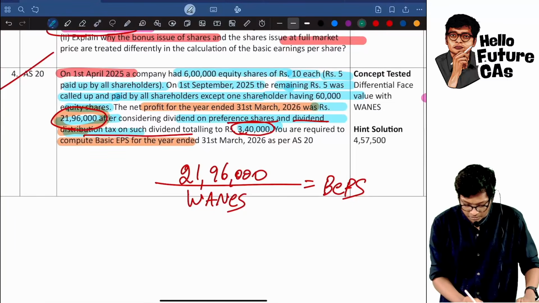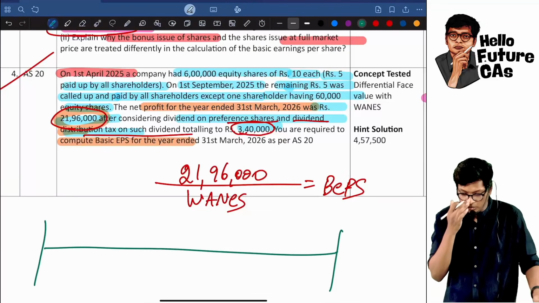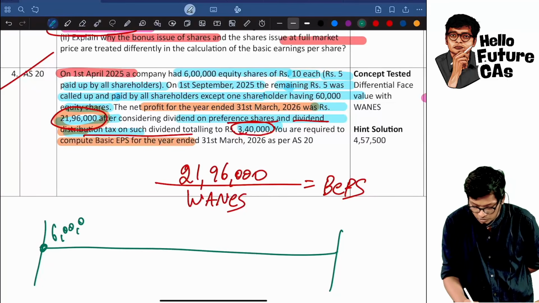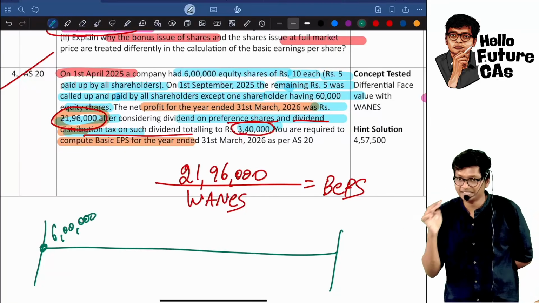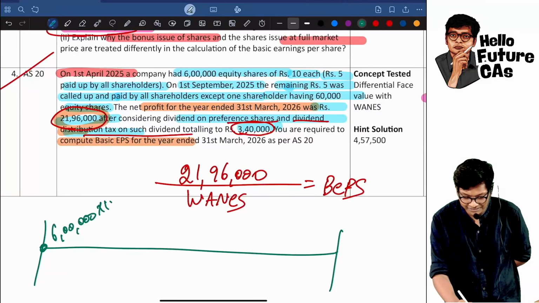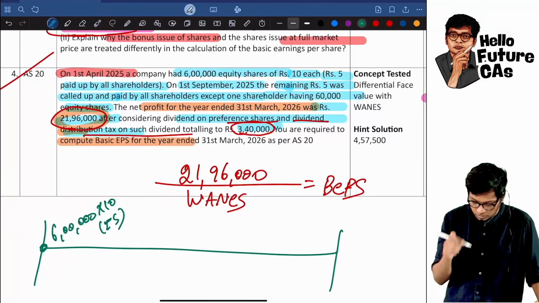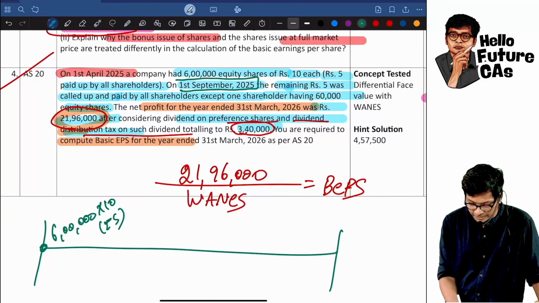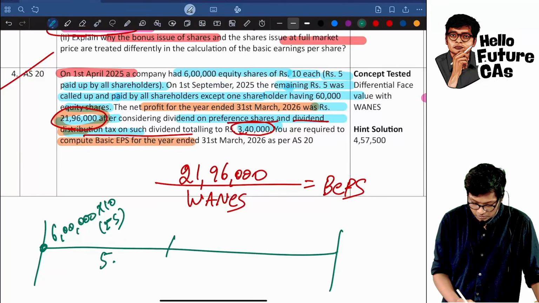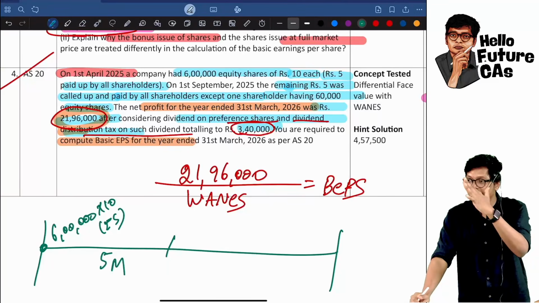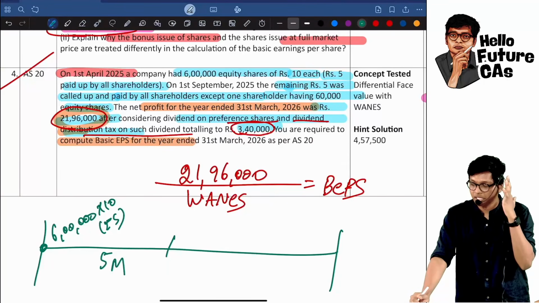Let us prepare one timeline first for the whole year. At the beginning of the year, how many shares do we have? During the year also we have 6 lakhs only, but at the beginning of the year it is 6 lakhs into 10, paid up value is 5, correct? When did I make the call? 1st September, which is exactly after 5 months. April, May, June, July, August, 5 months, correct? 1st September. Are you all following, guys?